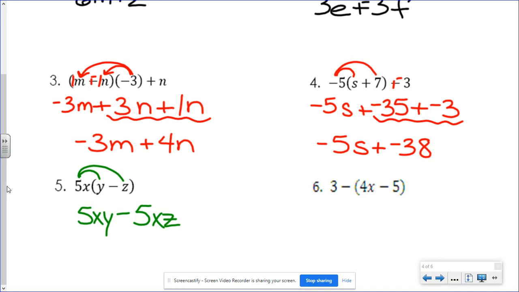Number 6, this is the one that I'm saying is the trickiest because I don't see a number to distribute. It's not the 3. The 3 is not smushed up next to the parentheses. If I have a variable with no number in front of it, I could put a 1 there. I can do the same thing with parentheses. I can put a 1 right there. And then I'm going to say, oh, well, I don't like that subtraction. So I'm going to change that to a negative 1 that's distributing. So for now, that 3 stays.